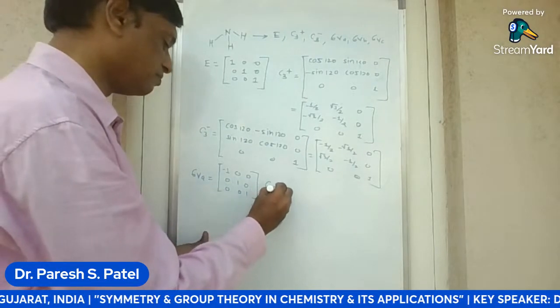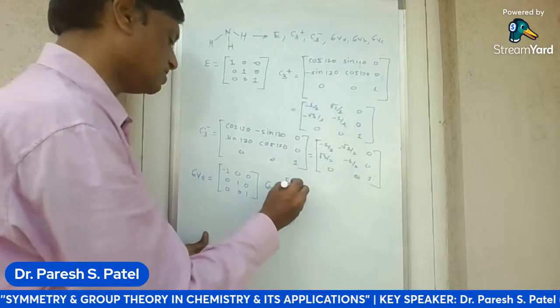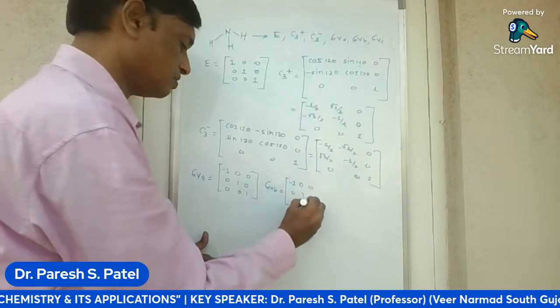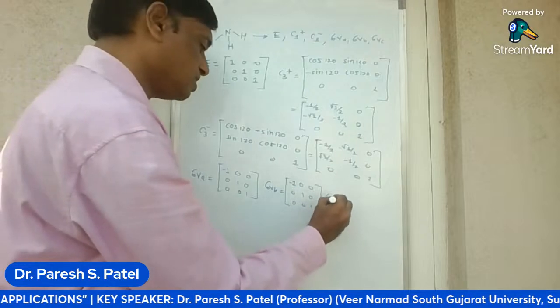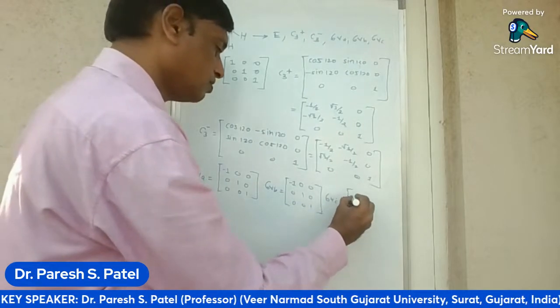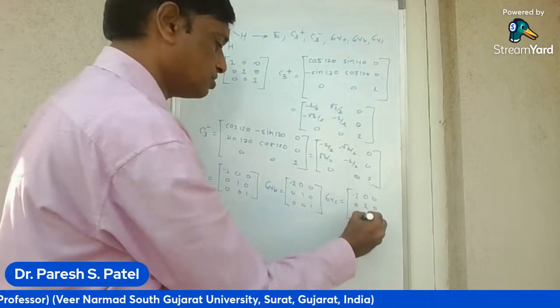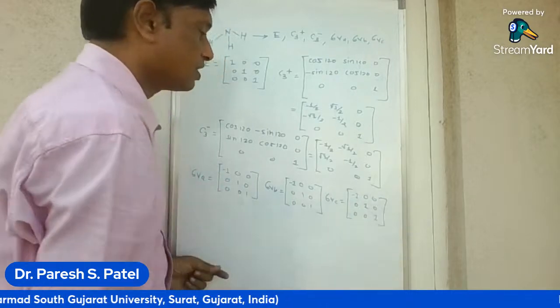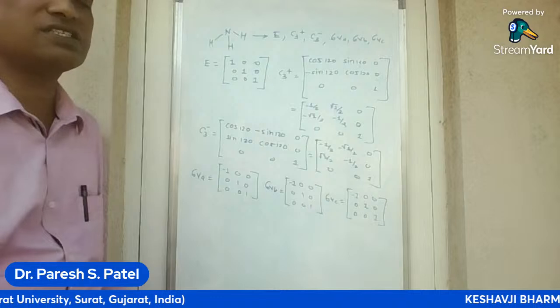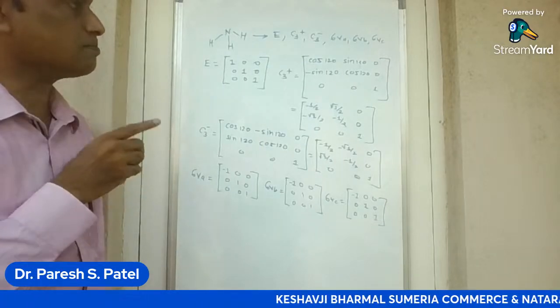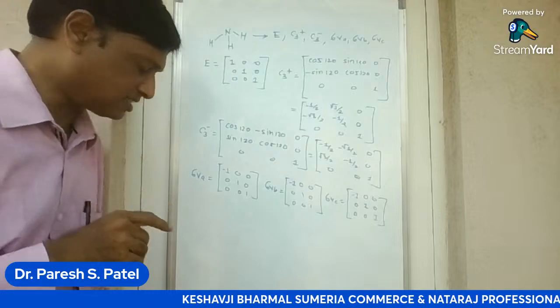Similarly, sigma Vb, all are the yz plane, which means the value will be the same: minus 1 0 0, 0 1 0, 0 0 1. Sigma Vc: minus 1 0 0, 0 1 0, 0 0 1. Okay, so dear students, these are the matrix representations for E, C3 plus, C3 minus, sigma Va, sigma Vb, and sigma Vc.